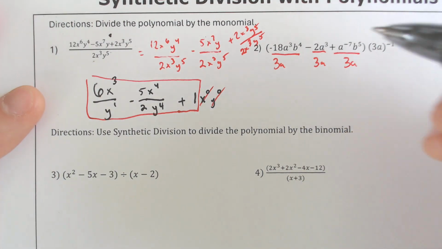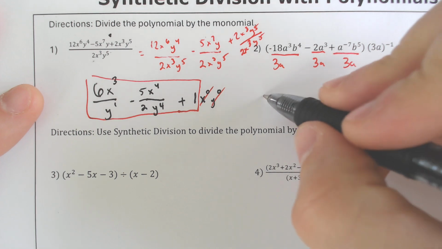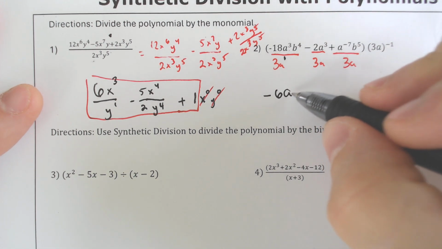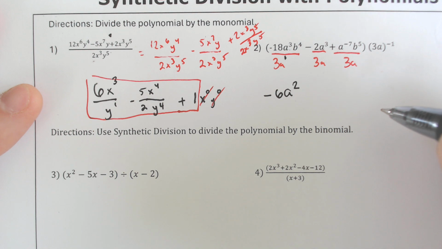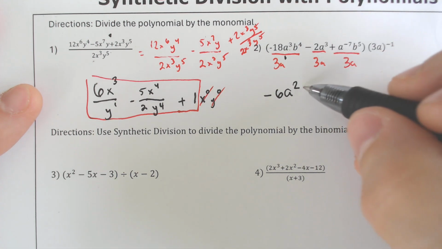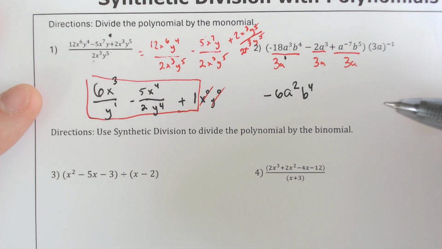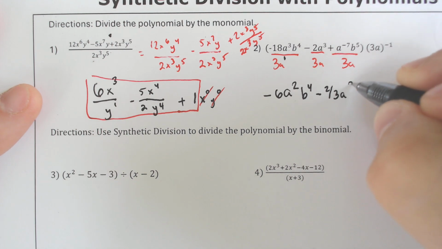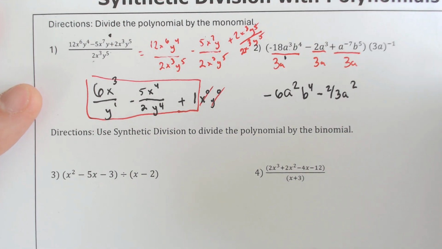So 18 divided by 3, it's negative 18, so it's going to be negative 6. A to the third and a to the first make a squared, because 3 minus 1. And there are no b's, so we still have a b to the fourth. Minus 2/3 a squared, because we subtract again.